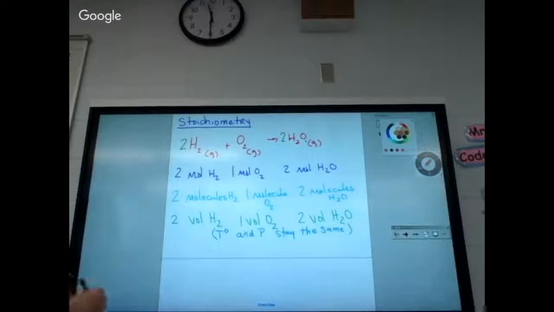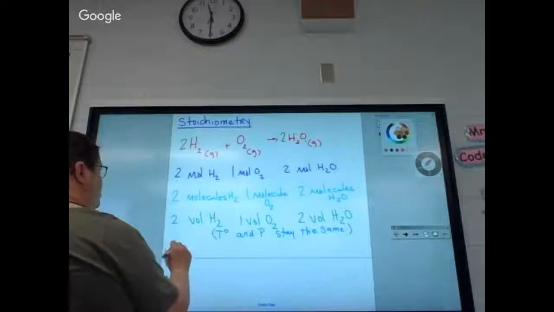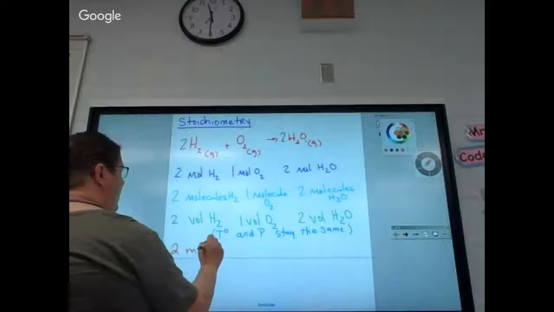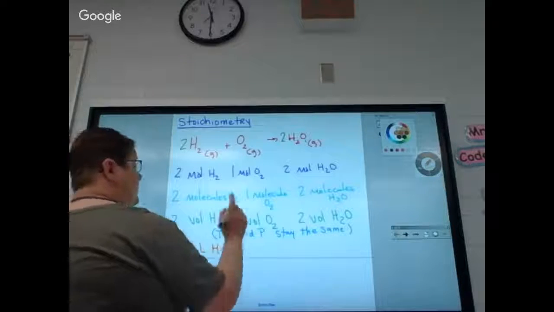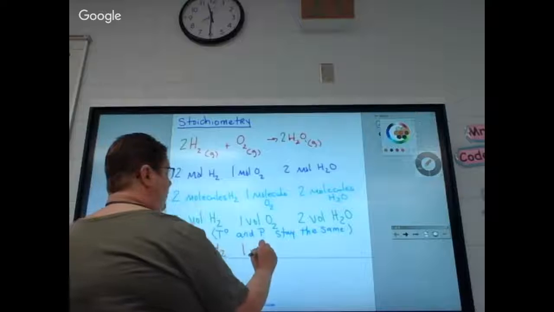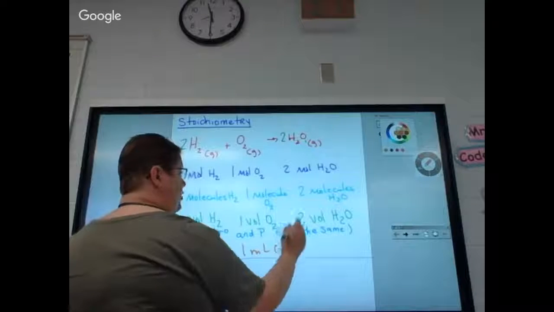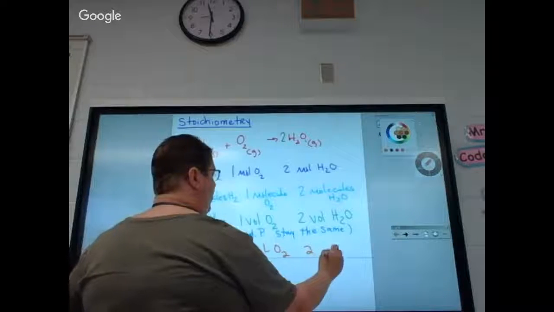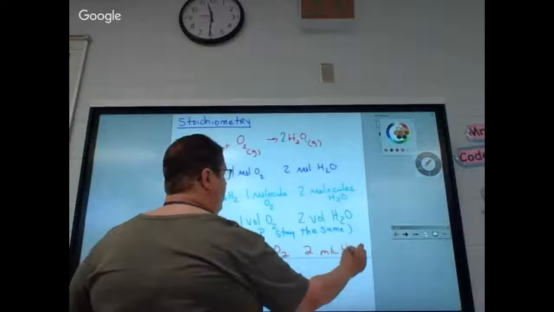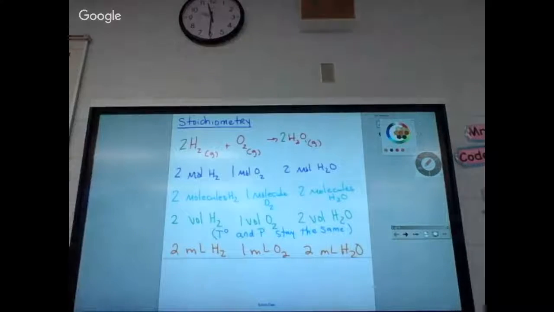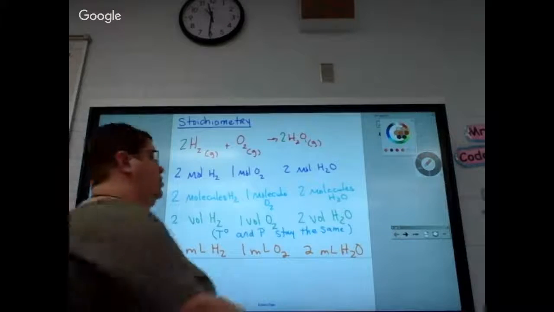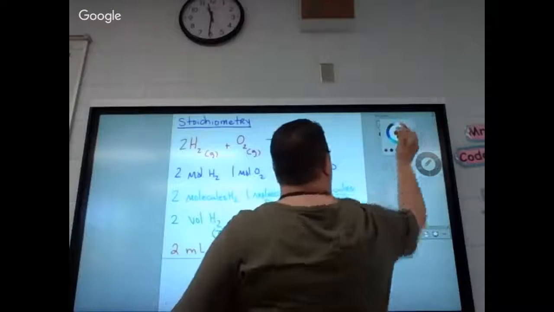Milliliters. Okay? So I could say that 2 milliliters of hydrogen is equal to 1 milliliter of oxygen, which is equal to 2 milliliters of water. Now, it doesn't have to be milliliters. What's another volume unit that we used all the time in those problems? Liters. I could just as easily have done this with liters.